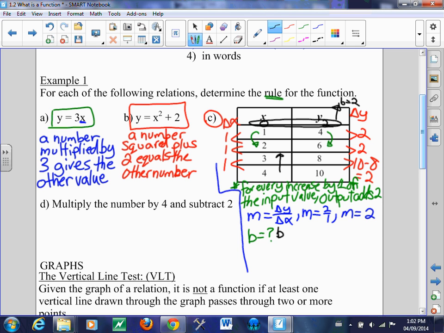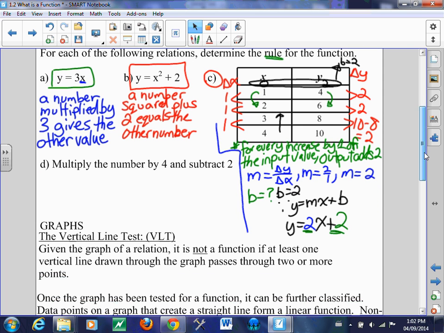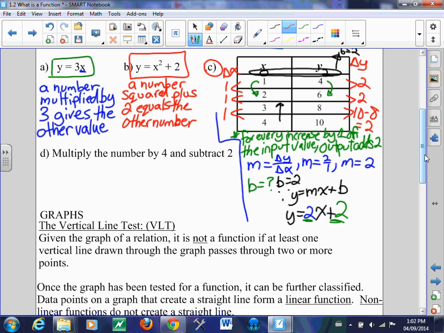So what do we know now? B equals 2. Since we've got the m and the b, we can sub them in. Since y equals mx plus b, y equals your slope, which I'll put in blue, x plus b, which is 2, which I'll put in green. So your slope is the first one, and your y-intercept is your second. It just happens to be the same. So that's another way to explain it.